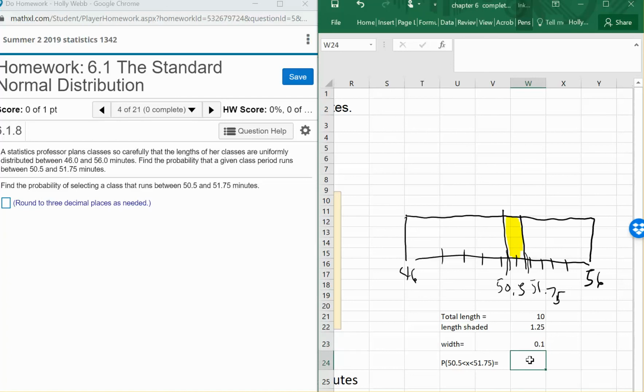Okay, so now we can find the area of the shaded rectangle, which will be length times width. And we get 0.125. So 0.125 is the probability that the class would last between 50.5 and 51.75 minutes. Let's see if we are right. Looking good.